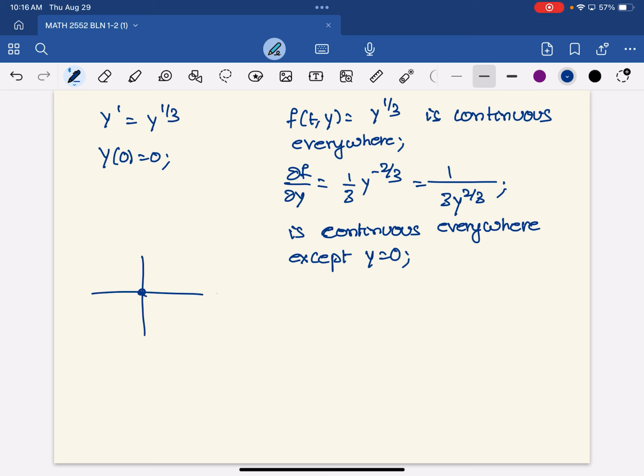Now I'm saying my initial value is 0, 0. This is my t-axis, this is my y-axis. So no matter what rectangle I pick, do you think my function f and partial f partial y are continuous everywhere inside the rectangle? No. Do you agree with me on that? Why? Because right at the initial value it's not continuous, right? So can I apply this theorem? I can't even apply this theorem, right? The theorem cannot be applied here. The hypothesis is not satisfied.